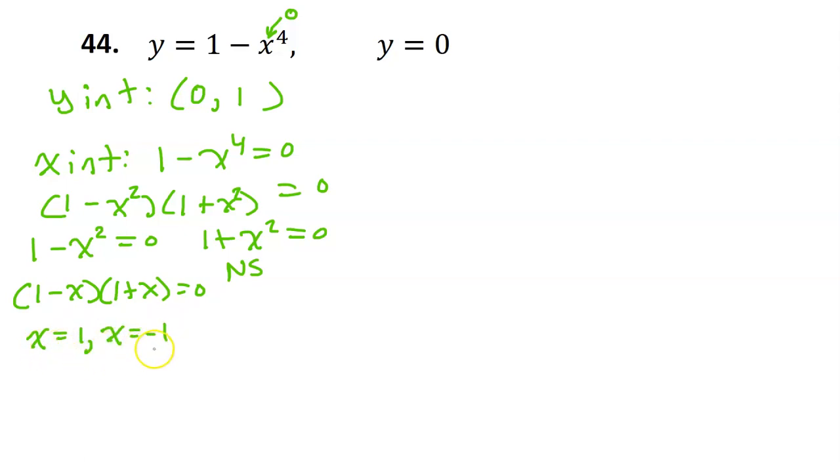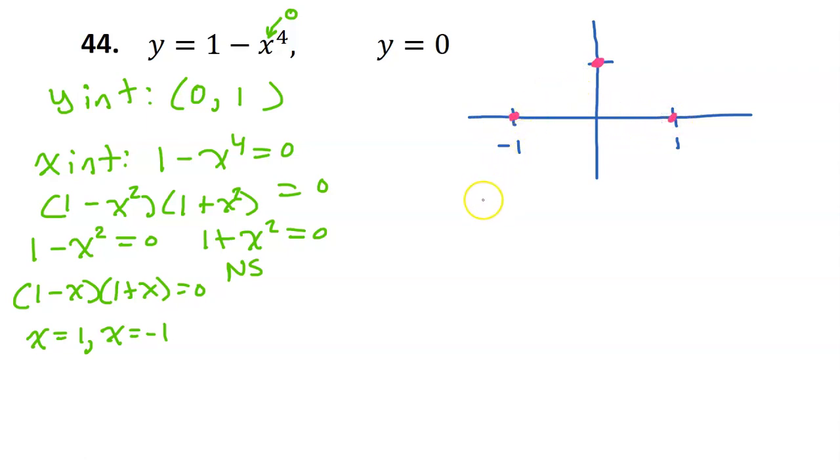So we have two x-intercepts and the y-intercept. This should be enough information for us to sketch the graph. So here's 1, and here is negative 1. And here is 0, 1. So we have our y-intercept at 0, 1, and we have the x-intercepts here and here.